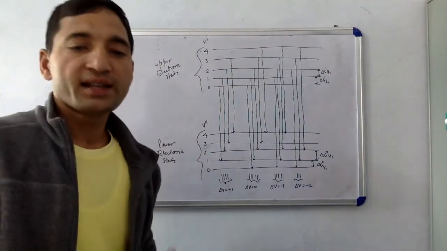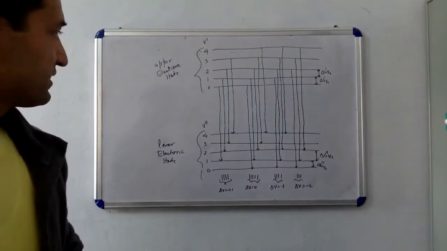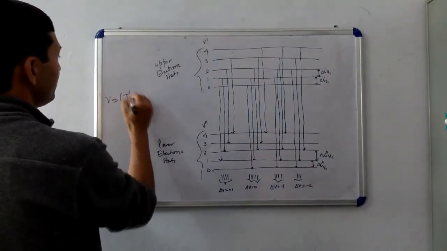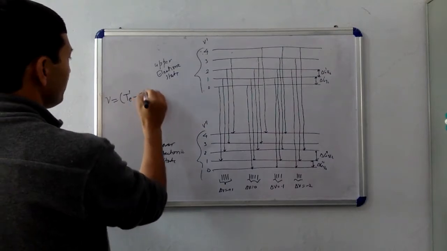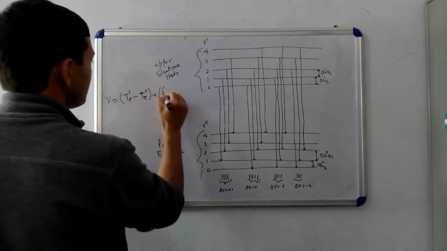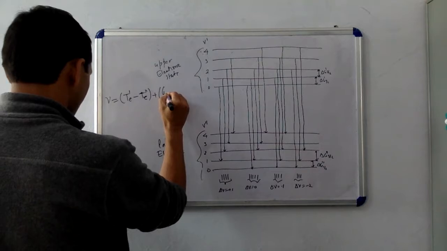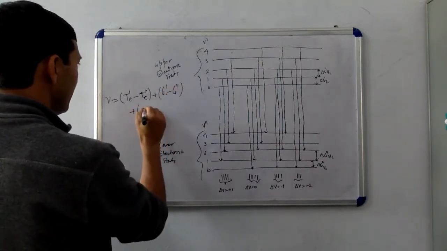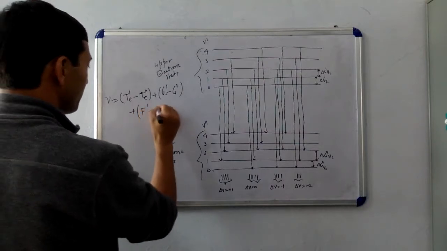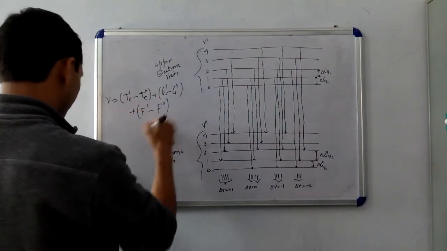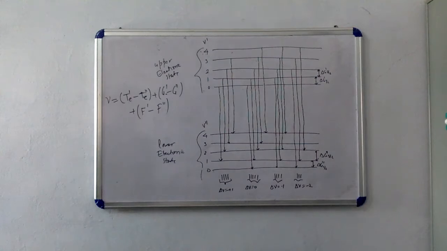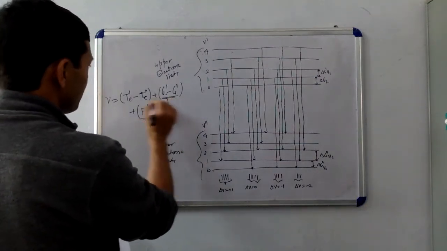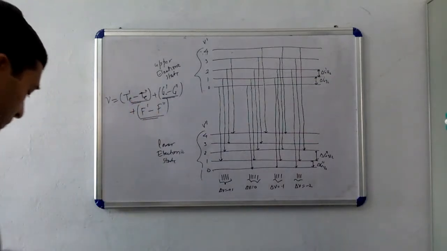The wave number that arises from the electronic transition is given by ν = [T_e' − T_e''] + [G' − G''] + [F' − F'']. This is my rotational energy change, this is vibrational, and this is my electronic.